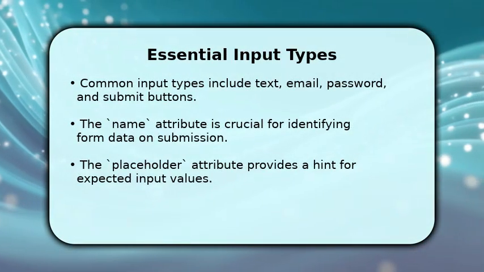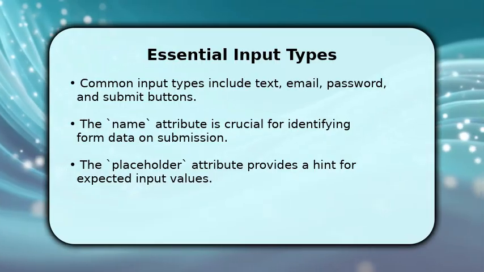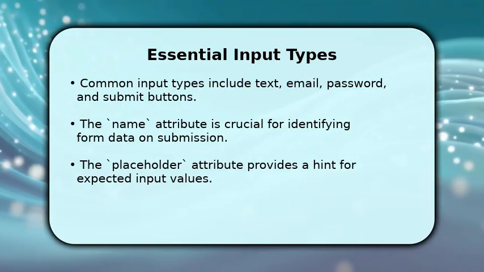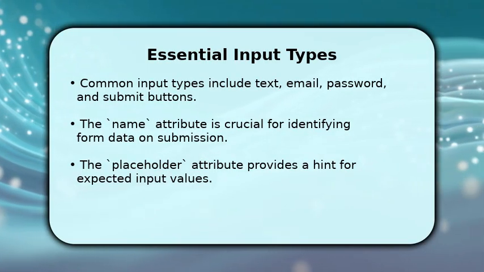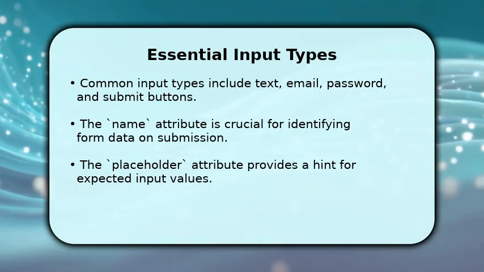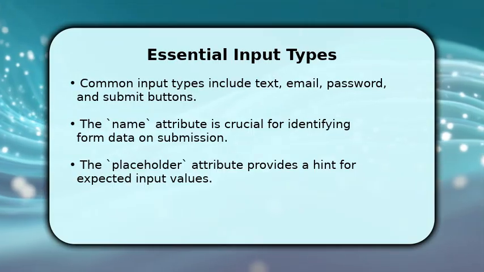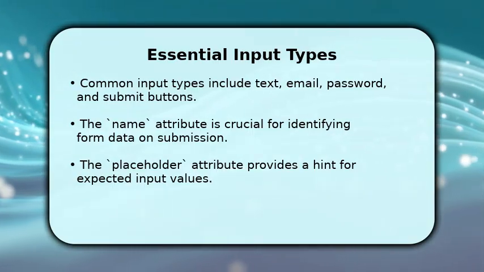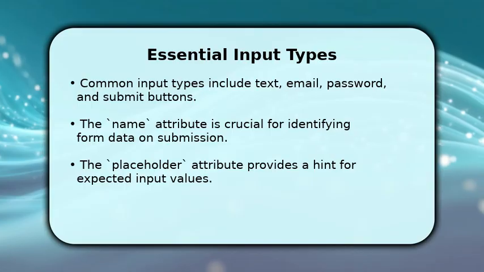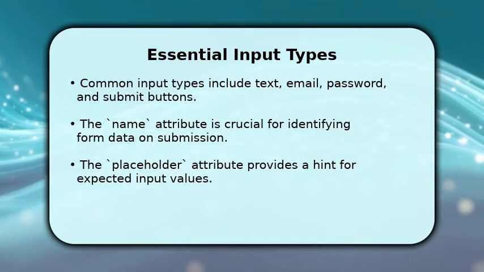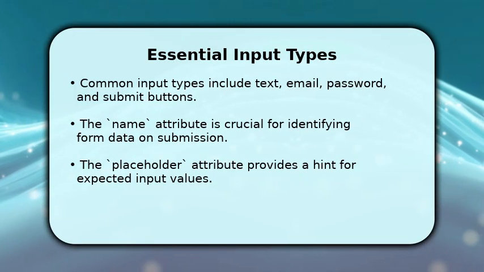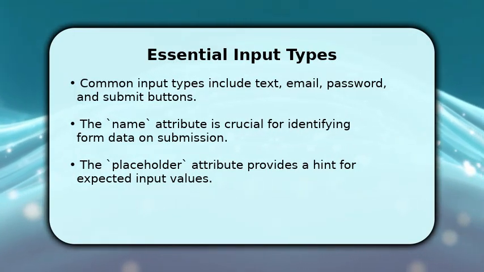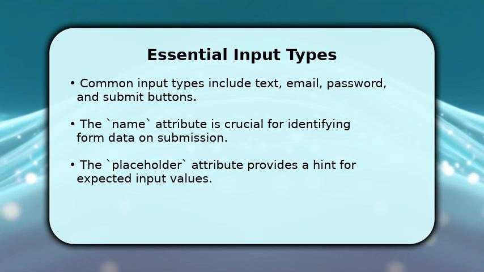Now, let's dive into the essential input types and their attributes. You'll frequently use types like text for general input, email for email addresses, and password for secure entries. The name attribute is vital. It's how your server identifies each piece of data. For user guidance, the placeholder attribute offers a helpful hint. Additionally, the required attribute ensures that important fields are completed before submission, improving data integrity.